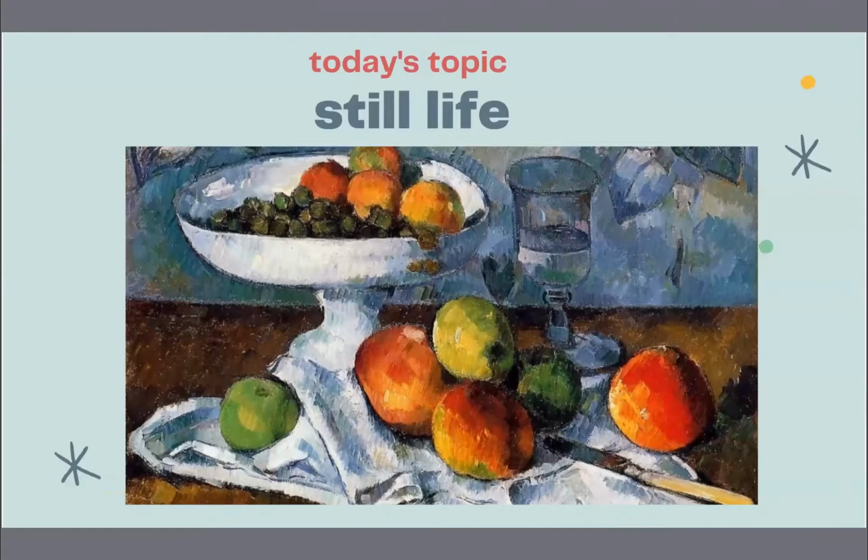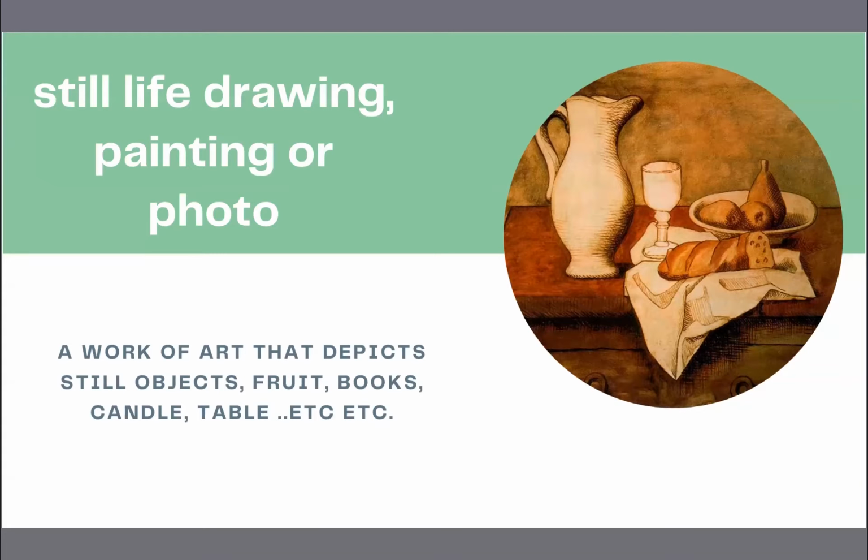Today's topic is part 3 of still life. We defined still life as a work of art that depicts still life objects: fruit, books, candle, table, etc. And they are organized or arranged on the table or even on the floor in a certain way. Of course, you don't see any still life painting where the objects are scattered all over the place. They are usually arranged in a nice way for the artist to paint them or draw them, or even take a photo of them.